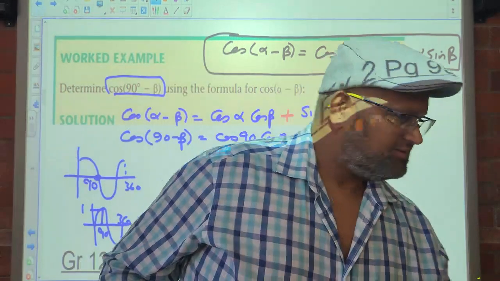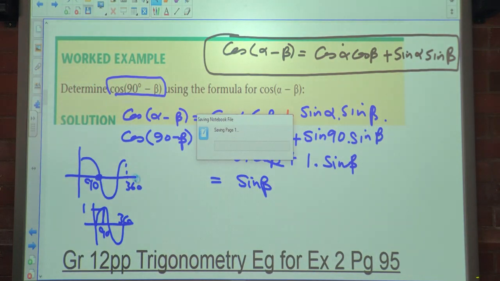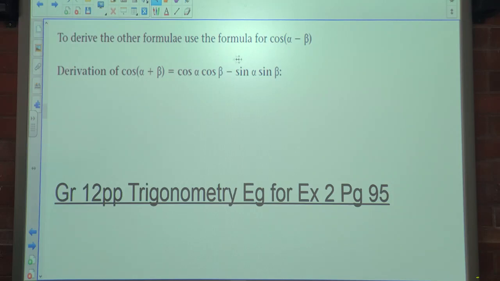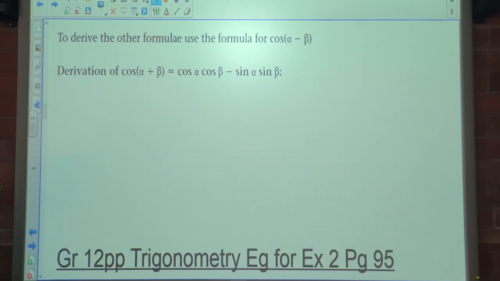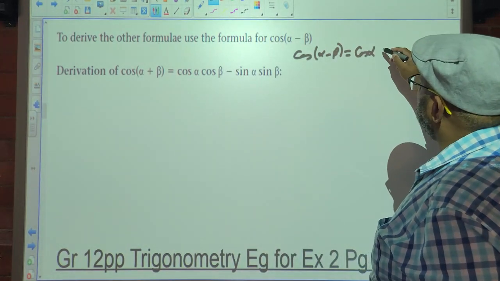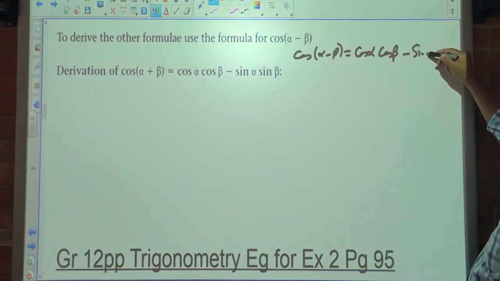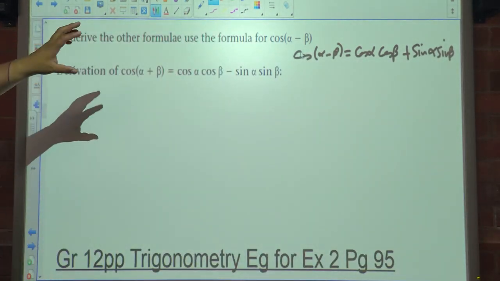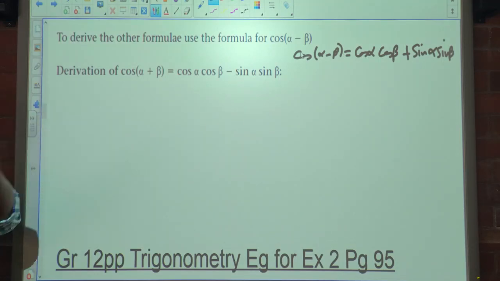Let's carry on. To derive the other formulas, use the formula cos of alpha minus beta. Derivation of cos of alpha plus beta is equal to cos of alpha cos of beta minus sine alpha sine beta. Remember, at this point we have proven that cos alpha minus beta is equal to cos alpha cos beta plus sine alpha sine beta. That's the formula that is proven. Now, we must derive the other three formulas from that formula.